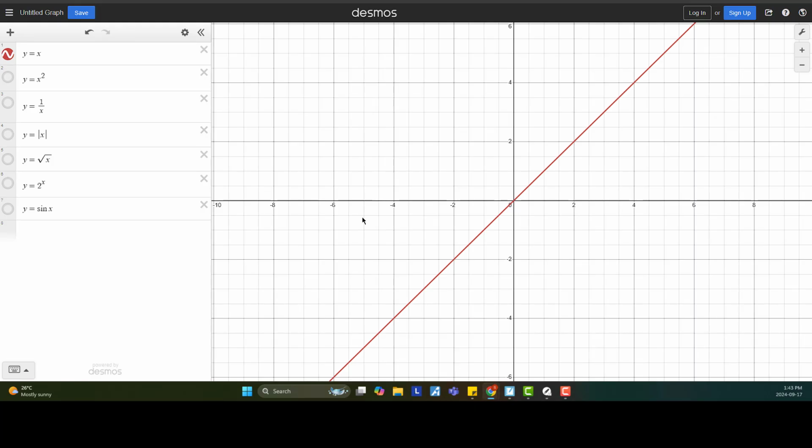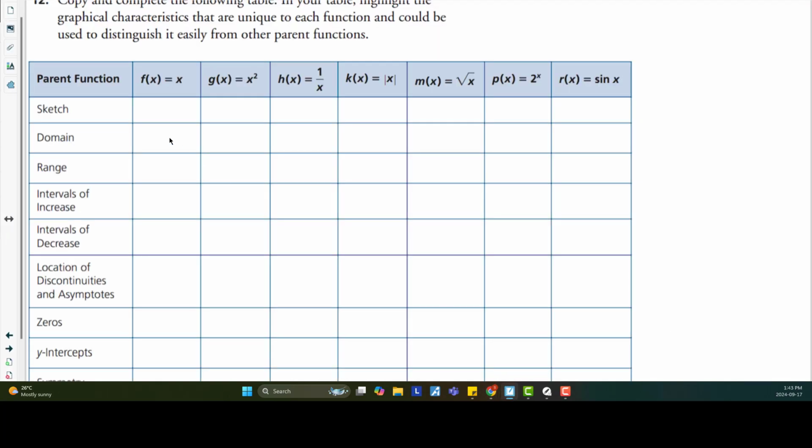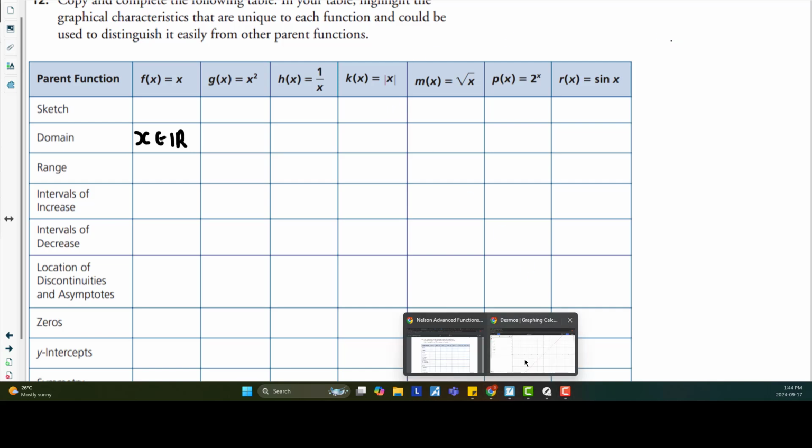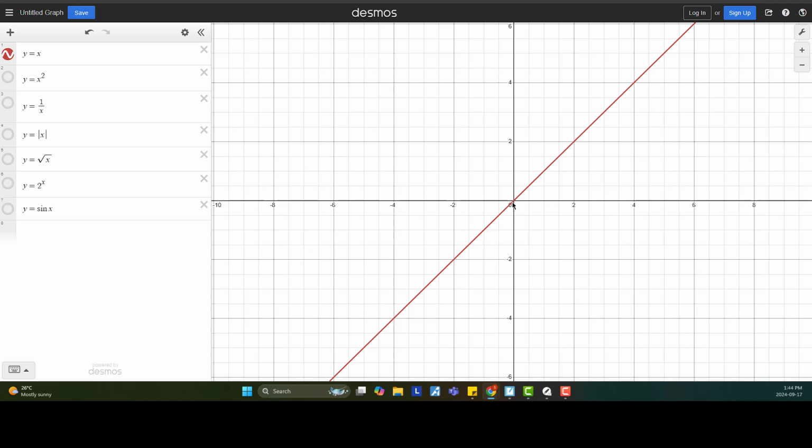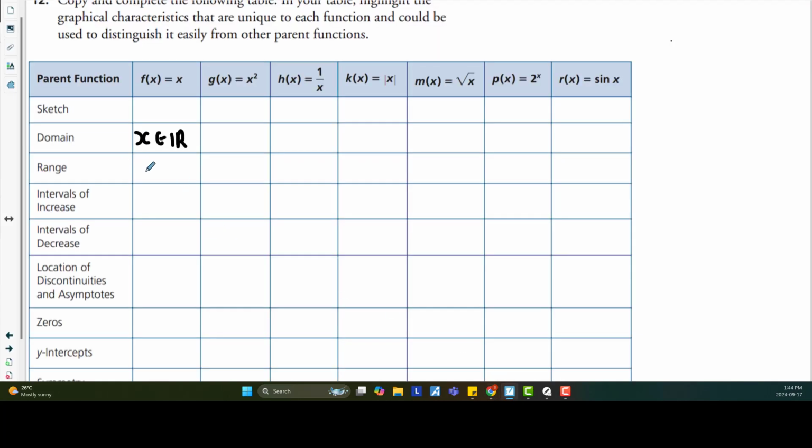Pretty straightforward, straight line. We know what the sketch looks like. What about the domain? What is the domain for a straight line like that? We know that the domain is x is an element of the real numbers, because x can be any real number. This function goes all the way to the left, it goes all the way to the right. So x is any possible value. Range, also same thing. This function goes all the way up, all the way down. So y is also going to be every single real number in this case. Sketch, we did it. It's on the other page.